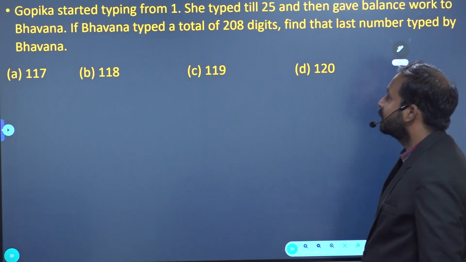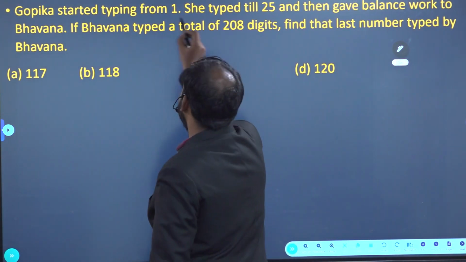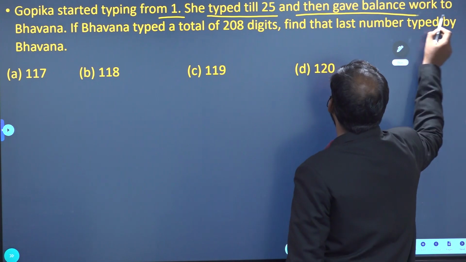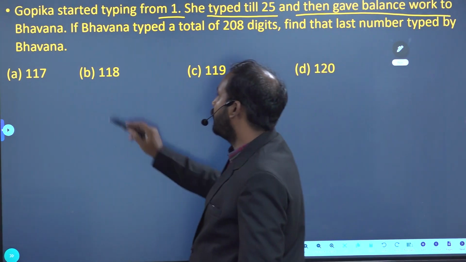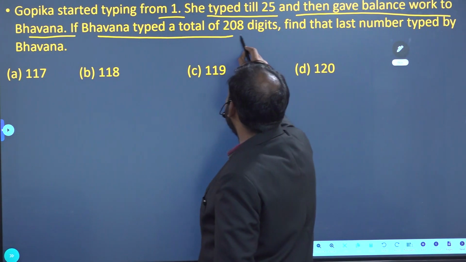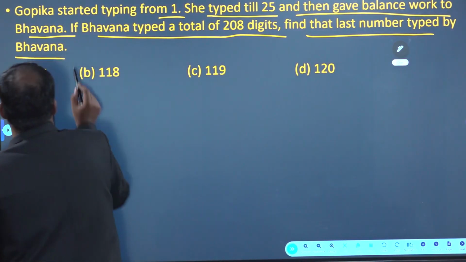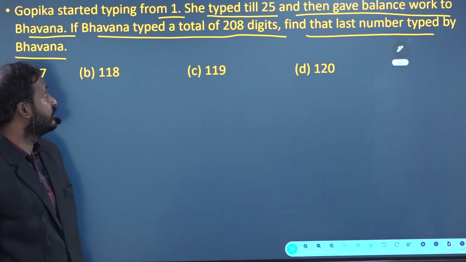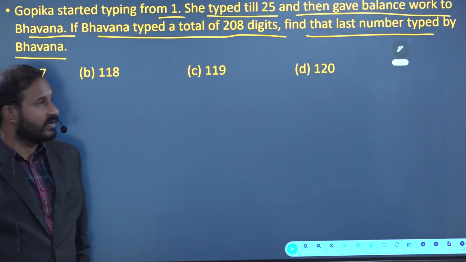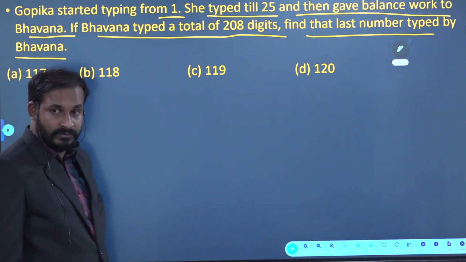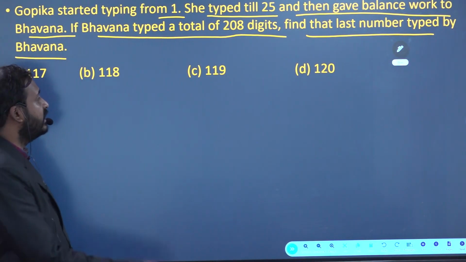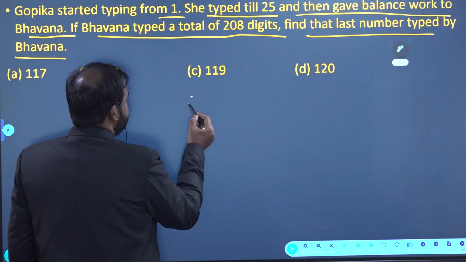Next one. Gopika started typing from 1. She typed till 25 and then gave the balance work to Bhavana. If Bhavana typed a total of 208 digits, find the last number typed by Bhavana. Okay. See here students. Gopika started typing from 1. She typed till 25. Till 25 means how many digits would she have used?